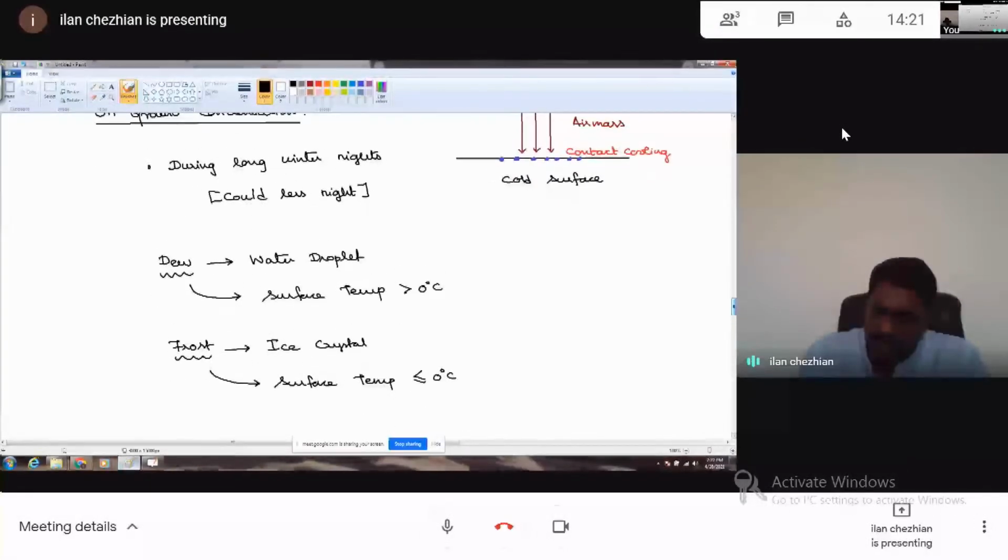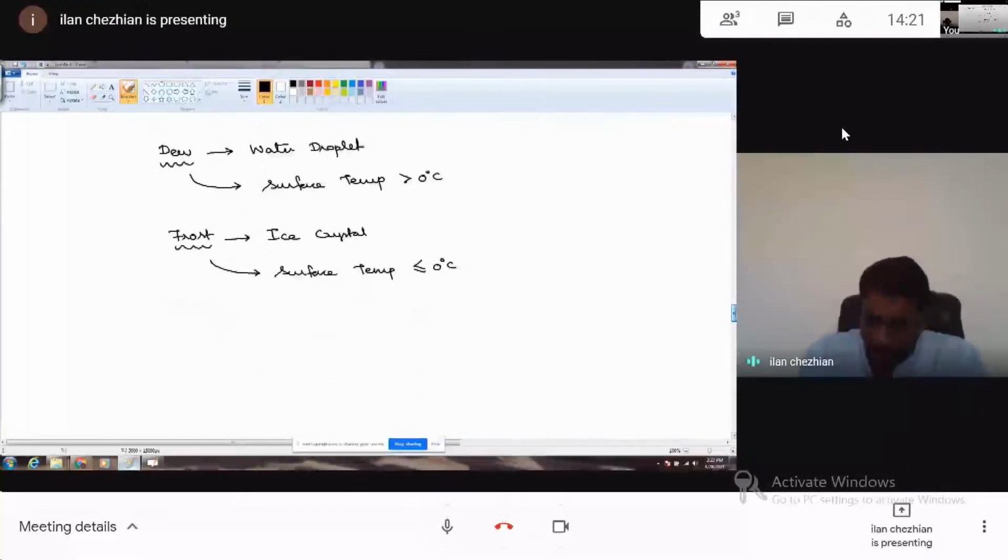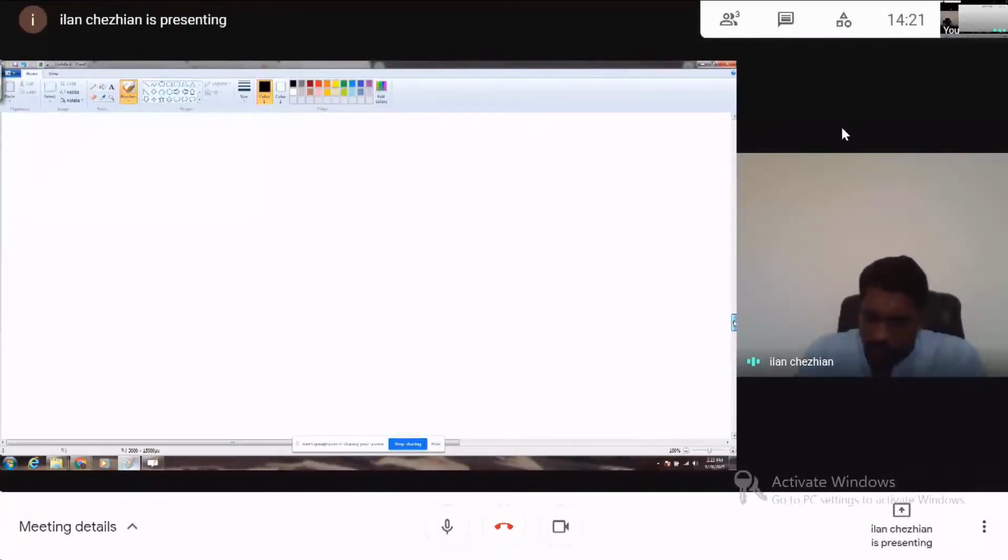On-ground condensation, if we have an understanding, now we just move on to the next type of condensation. What is the next type of condensation? We call it near ground condensation.